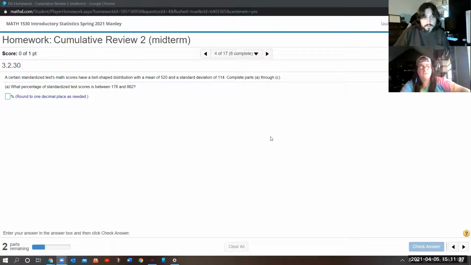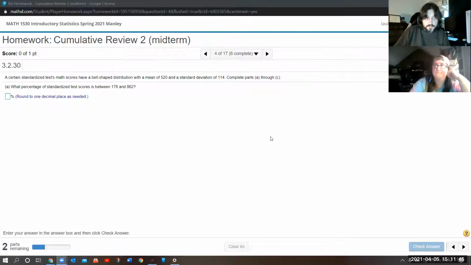A certain standardized test's math scores have a bell-shaped distribution with a mean of 520 and a standard deviation of 114. What percentage of standardized test scores is between 178 and 862? So for something like this, you know to use the empirical rule. Do you remember that?